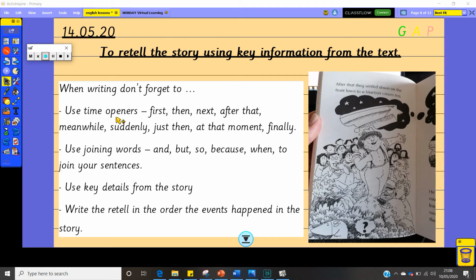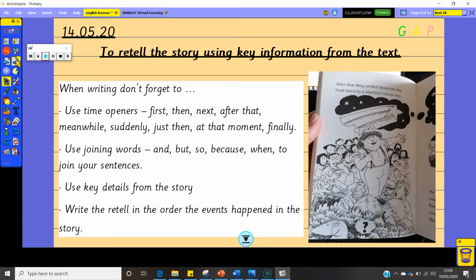So as we come across them in the book, try to use that order when you come to write your retell of the story. Now, because you've got the book there, it will make it so much easier to retell the story because you can use the book and flick through it as you are working. So let's have a look.